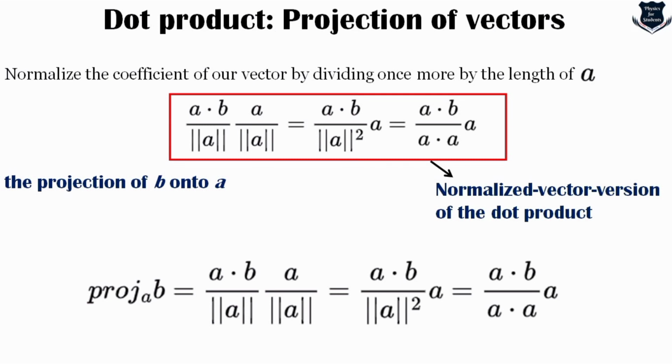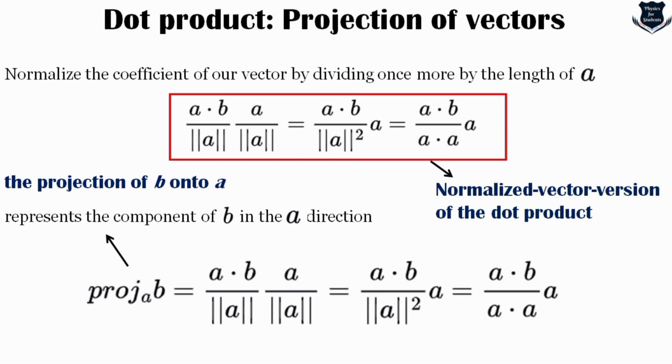So the coefficient of our vector is divided one more time by the length of A, so that it is called the normalized vector version. Why are we doing this? We want something which will give a vector, and we want to preserve the direction, right? So it is called the projection of B onto A. It represents the component of B in the direction of A. It is called projection because it has a very nice geometric expression. I mean to say, for vectors A and B, proj A of B gives a vector that represents the component of B in the direction of A.